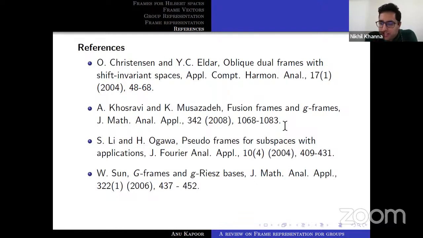First of all, I would like to thank Professor Anu Kapoor for this very insightful talk, where she has discussed a lot of things about frame representations and group representations. I have a very general question: is there any relationship between any two distinct wandering vectors? They will both generate orthonormal bases. And as orthonormal bases can be many, wandering vectors can also be many.